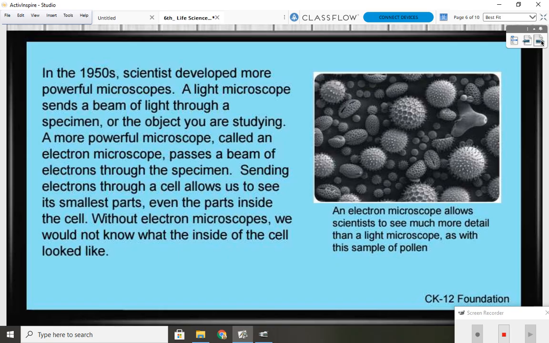There's even more powerful microscopes called electron microscopes, and that passes a beam of electrons through a specimen. Sending electrons through the cells allows us to see its smallest parts, even the parts inside of the cell. Without electron microscopes, we would not know what the inside of the cell looks like. And we're going to get into what the inside of cells looks like in a future lesson. So we'll be coming back to this as well.